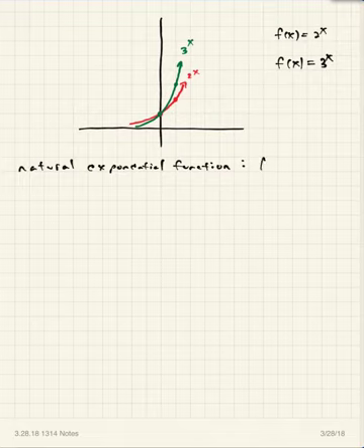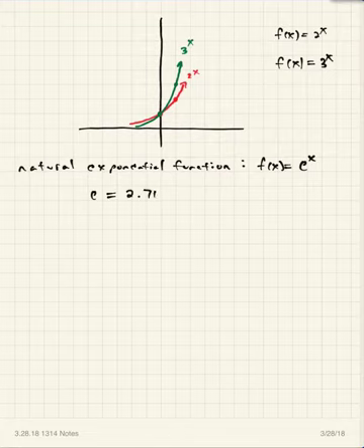So we use an abbreviation for this function, the natural exponential function. It's called f of x equals e to the x. And e is an irrational number, and e is approximately 2.71828. But that decimal goes on forever, it never repeats. So it's this crazy number that's between 2 and 3, approximately 2.7, and that is the most important exponential function we have.